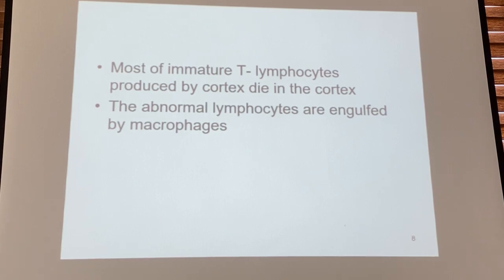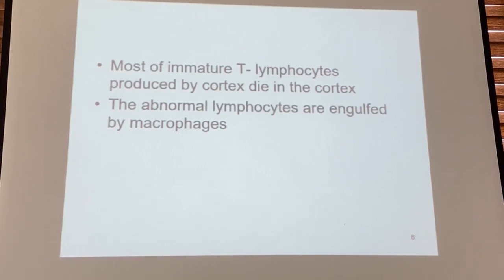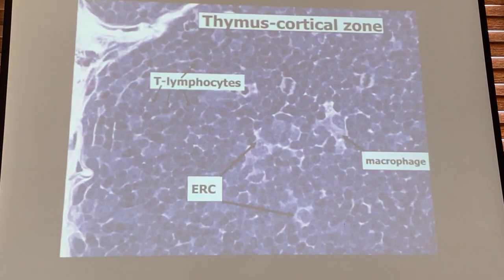Most of the immature T lymphocytes produced in the cortex die in the cortex. It means the lymphocytes which reach the thymus through the blood vessels, carried from the bone marrow to the cortex of each thymic lobule, if they are immature and unhealthy, they will die. And the abnormal lymphocytes are engulfed by macrophages. So this is the significance of the presence of these macrophages within the cortex of the thymic lobule.